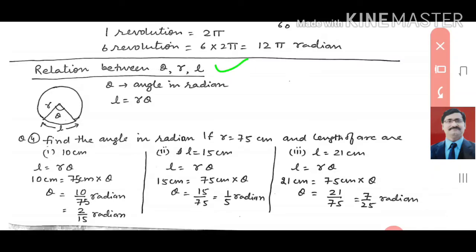Now we have a relation between theta, r and l. L means length of arc, theta should be the angle in radians. So we have the relation L equal to r theta. Here you can check this r, theta and L.